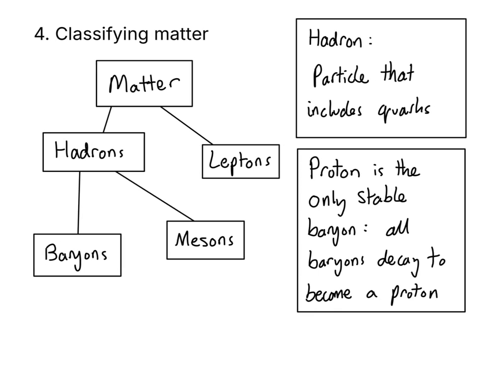Let's put the whole particle zoo into one picture. All matter divides into 2 groups, hadrons, which are quark-based particles, and leptons, which aren't. Hadrons then split again into baryons, which are 3 quarks, and mesons, a quark and an antiquark. A really important feature of the baryons is that the proton is the only stable baryon, which means over time all baryons decay to become a proton.